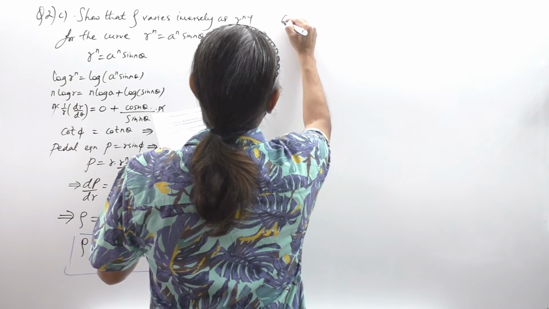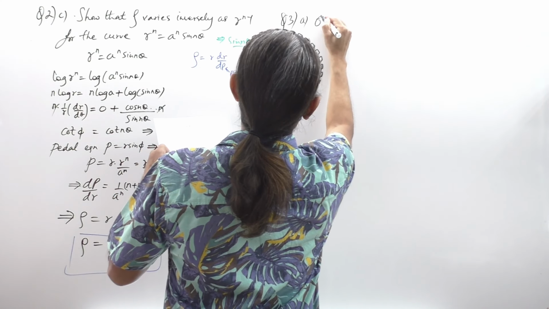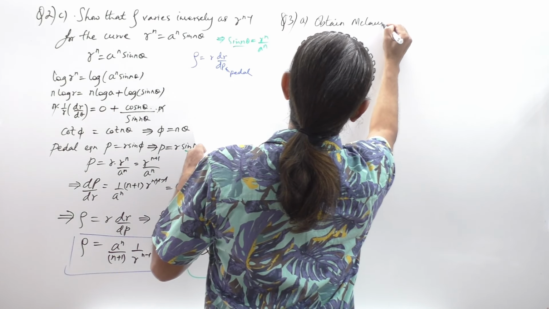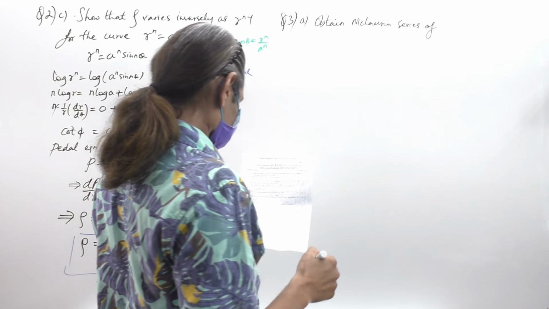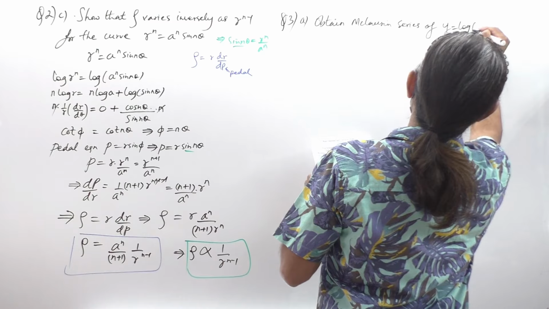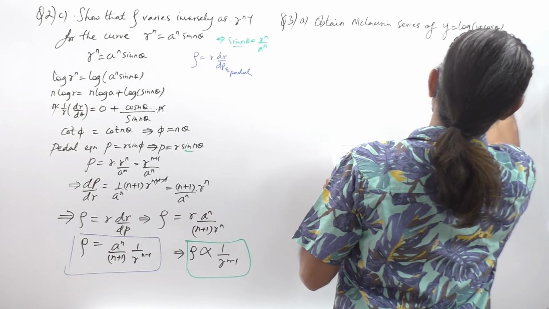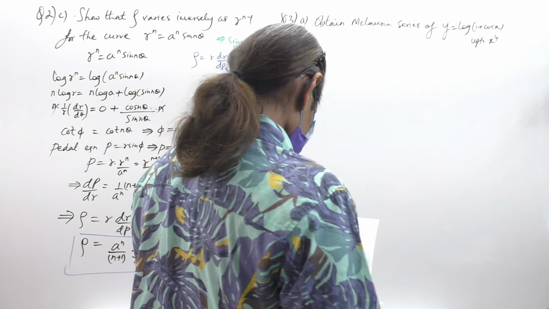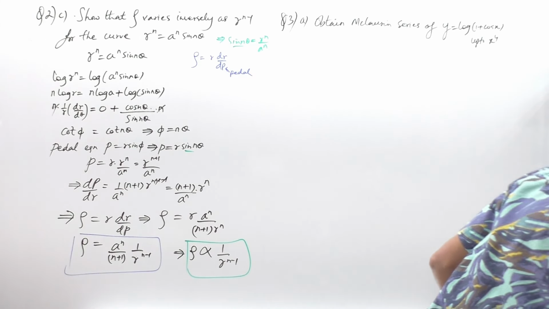So right here, question 3a: obtain the Maclaurin series of y is equal to log of 1 plus cos x up to x raised to 4. That means you have to differentiate how many times? 4 times. Fine. Okay, containing x raised to 4. So let's solve this now.